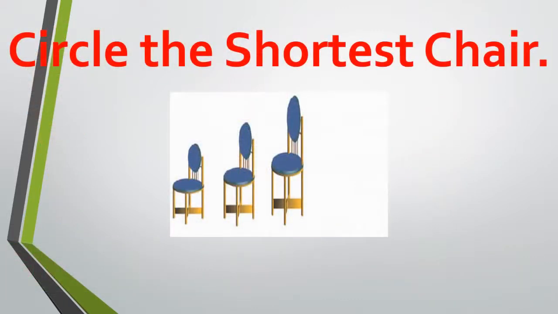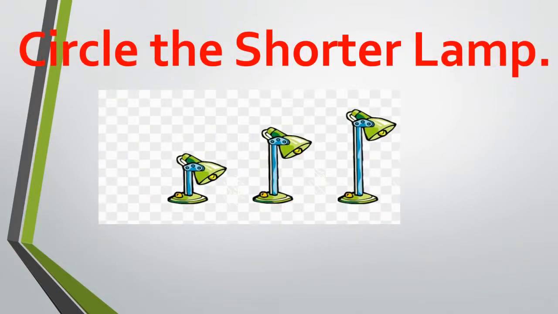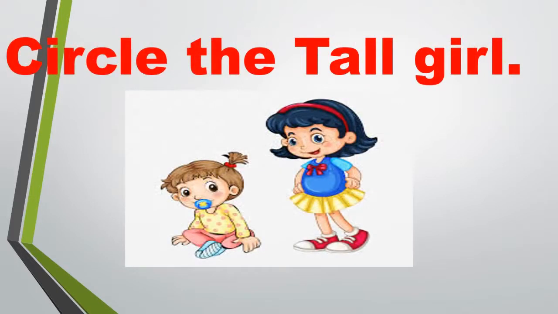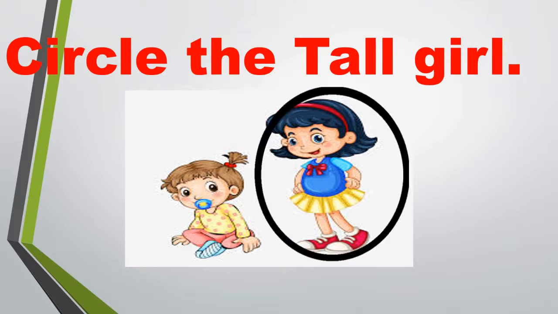Circle the shortest chair. Very good. Now student, circle the shorter lamp. Yes, very good. Now student, circle the tall girl. Here we have two girls. So you have to circle the girl which has greater height. Yes, very good.